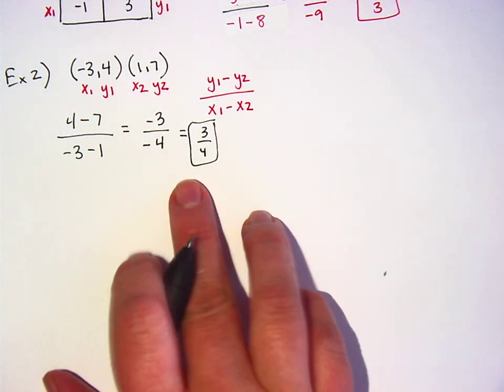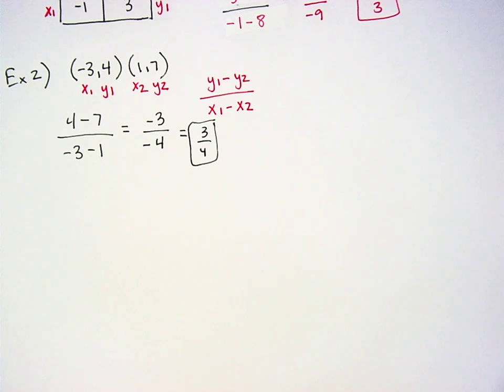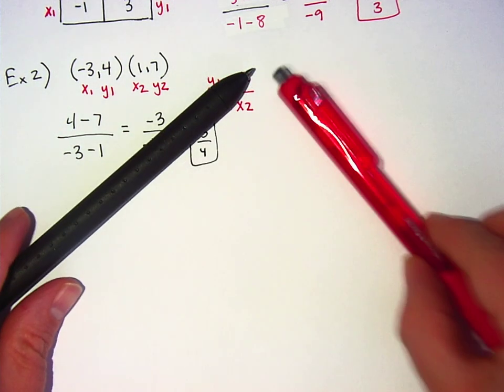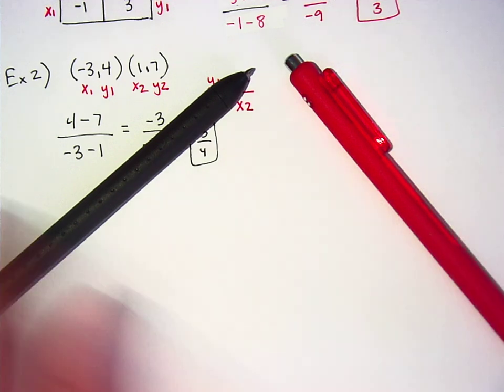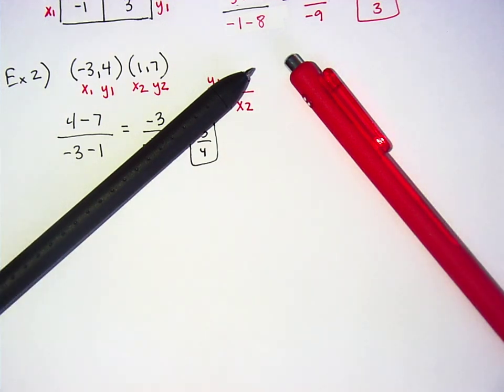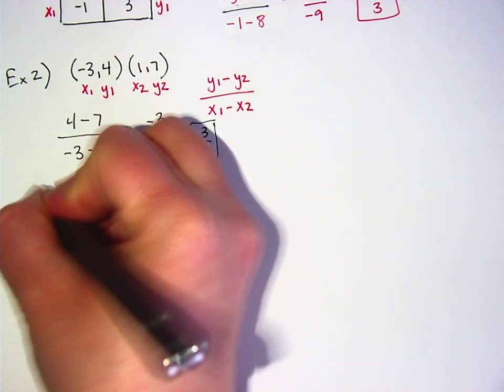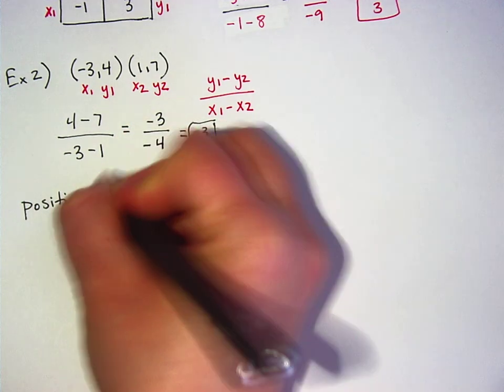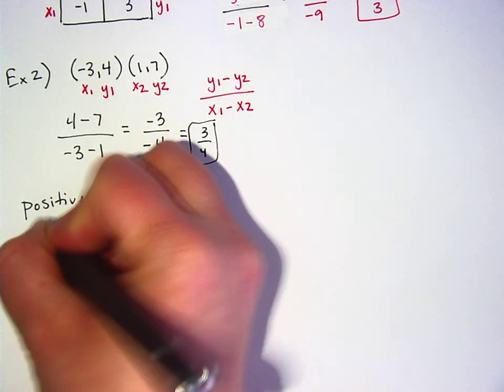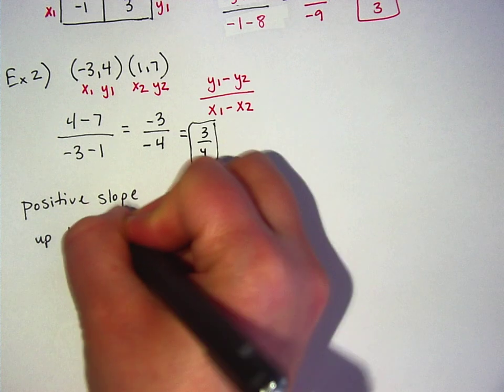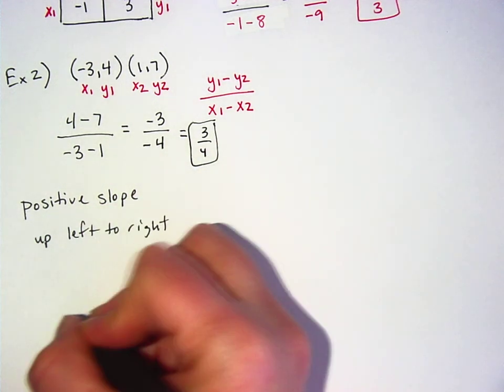This is a positive slope. What does a positive slope look like? Okay, so wait, everybody look up. Which one's a positive slope? My black pen or my red pen? Black pen, it goes up, left to right. Okay, so let's write that down. A positive slope goes up, left to right. It looks like this.